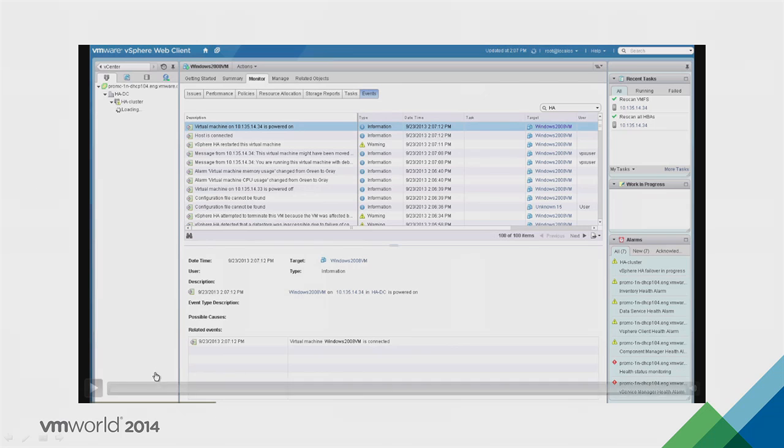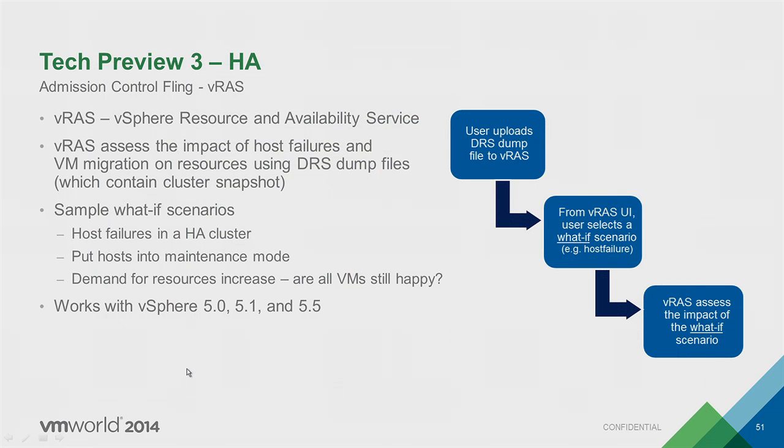So that is VMCP. The last thing that we're going to look at is what Manoj was talking about earlier, which is a fling that will just allow you to simulate failures in your HA environment, give you an idea of what those failures are going to impact and what it'll look like without you having to put your host into maintenance mode.